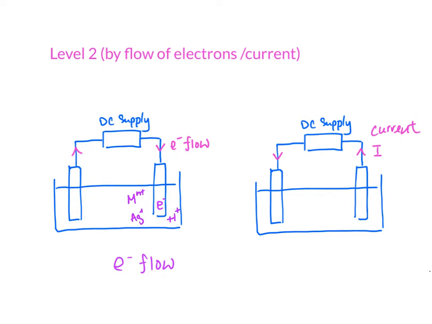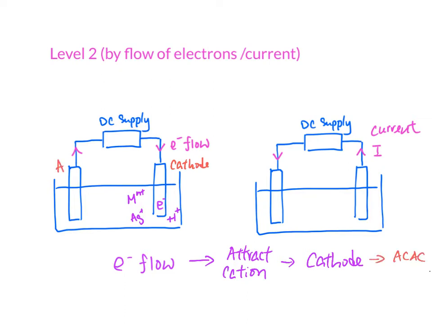So therefore, when the electron flow gets to here, they will attract cations. As that electrode is attracting cations, normally that one will be the cathode. If this one is cathode, then by ACAC, you will know that this one will be anode, and this one will be cathode, and this one will be anode. So for this DC supply, the anode has to be negative, and this one will be positive by using CAN. So it will be like that.